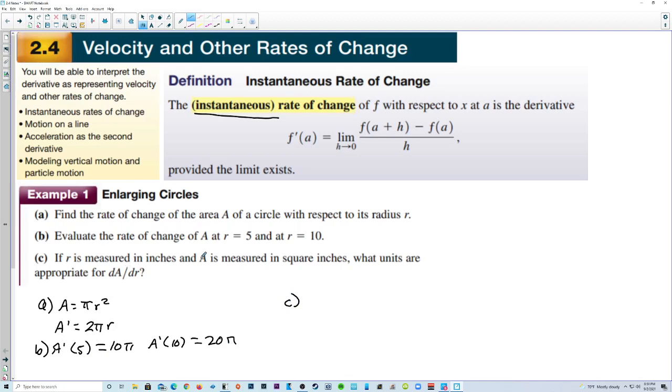C, if r is measured in inches, A is measured in square inches. What units are appropriate for dA/dr? Well, that would be inches squared per inch, and labels don't cancel, so we can't cancel this to be just inches.